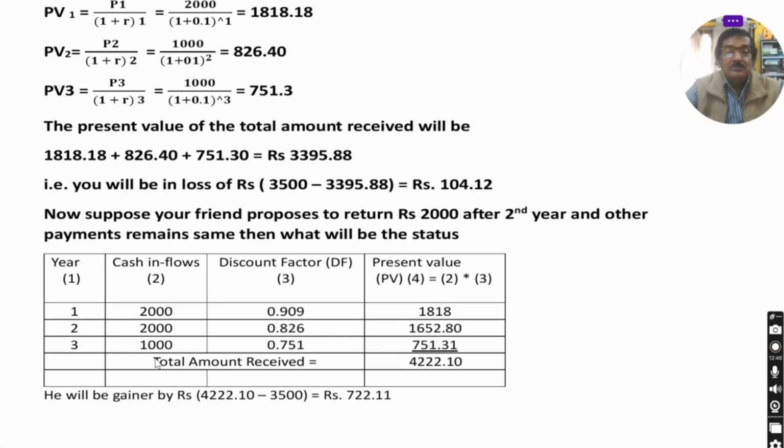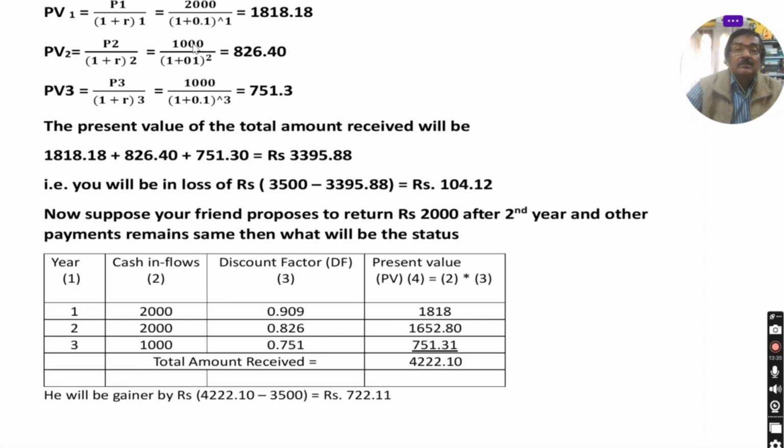The total amount you are receiving is 5000, but you will not take the decision by the total amount. You have to find out the present value, because the time value of money is applicable here. First, 0.909, this is the discounting factor. Discount factor means 1 by 1 plus 0.1 to the power 1. If you calculate at 10%, then you will get this amount. That means 2000 is the inflow and this is the discount factor. If you multiply this with this, you will get the present value that I have written here.